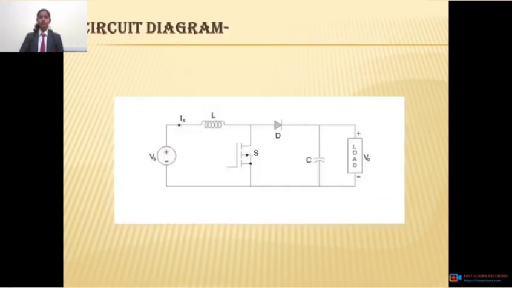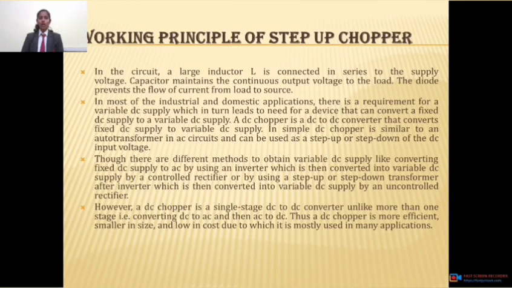This is a circuit diagram of a step-up chopper. In the circuit, a large inductor L is connected in series to the supply. The capacitor maintains the continuous output voltage to the load. The diode prevents the flow of current from the load to the source.